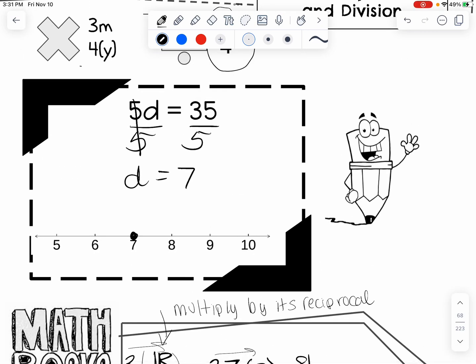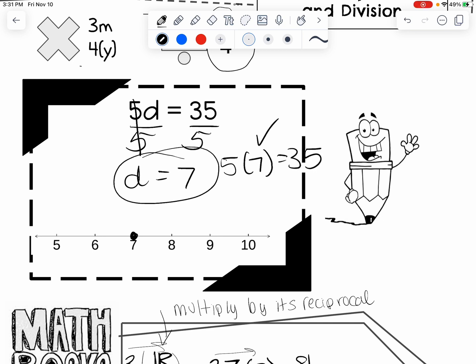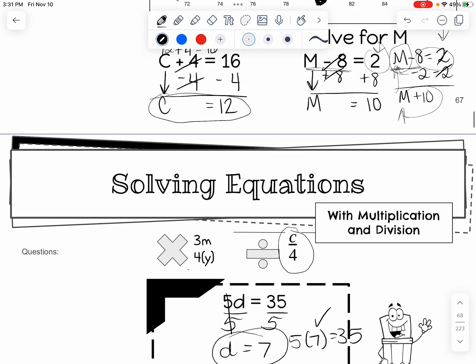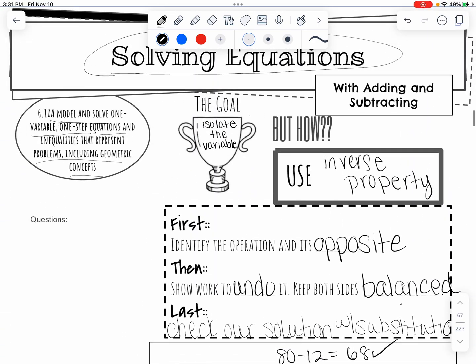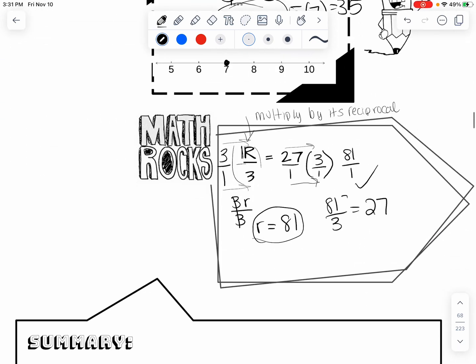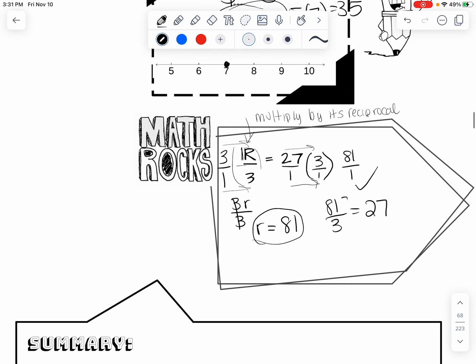Just like right here, if I go plug in 7 for d, I have 5 times 7, which equals 35. So yes, that checks out. So d equals 7 is my solution. All right, make sure you are using your notes. I've shown you every step of how to use it, okay?